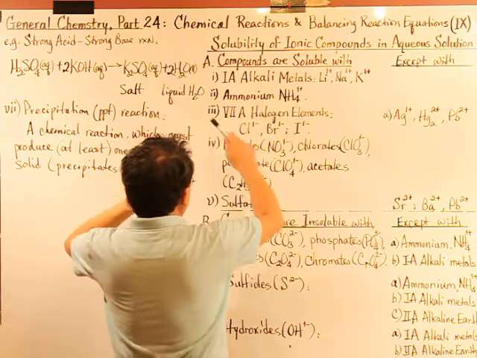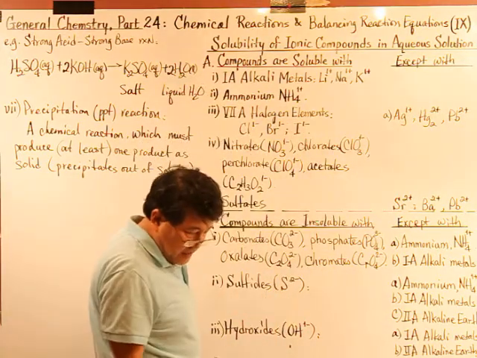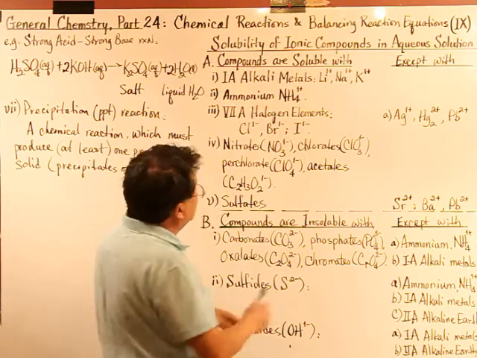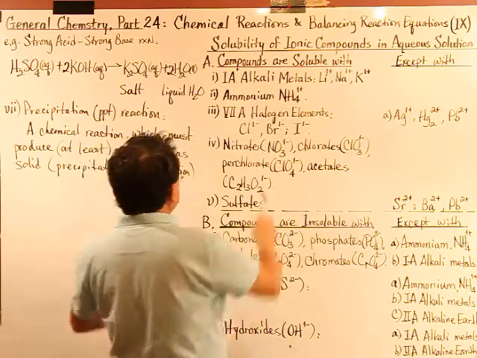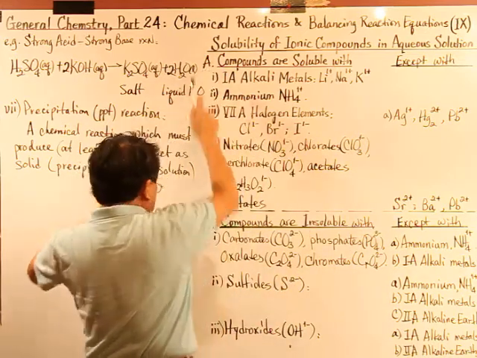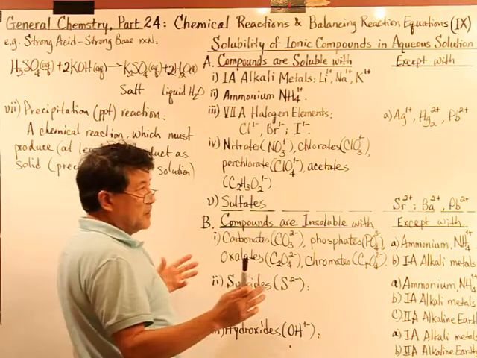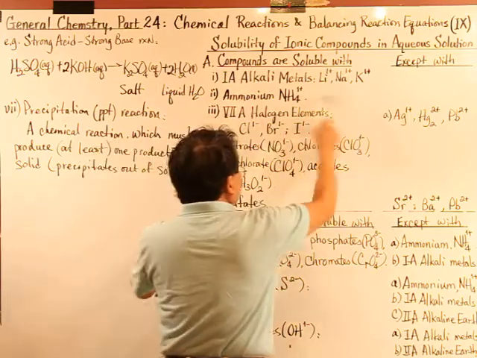So this table has a title: solubility of ionic compounds in aqueous solution. Why do we talk about water as the solvent? There are two groups, A and B. A is talking about compounds that will be soluble. Now, what kind of compound will be soluble in aqueous solution, and with what kind of components?